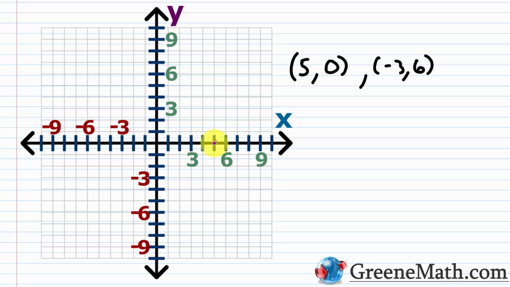We're not going to move it all vertically. So this is 5, 0. So let me label that. This is 5, 0, and -3, 6. So I'm going to go 3 units to the left and 6 units up. That's going to be right there. So I'm going to call this -3, 6.